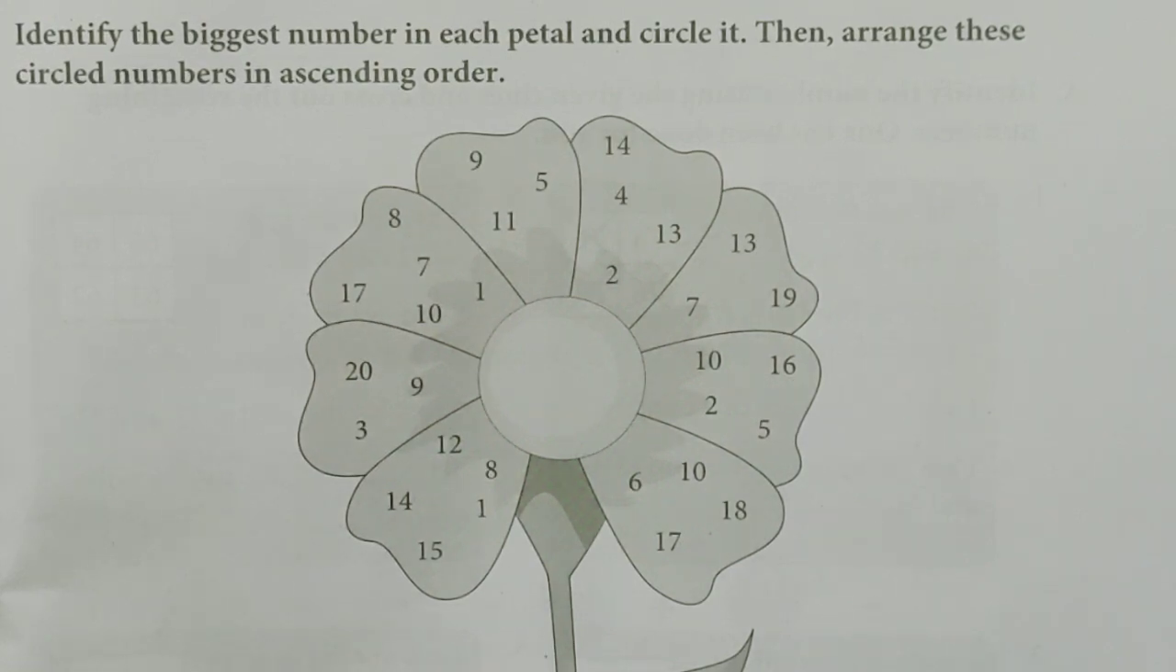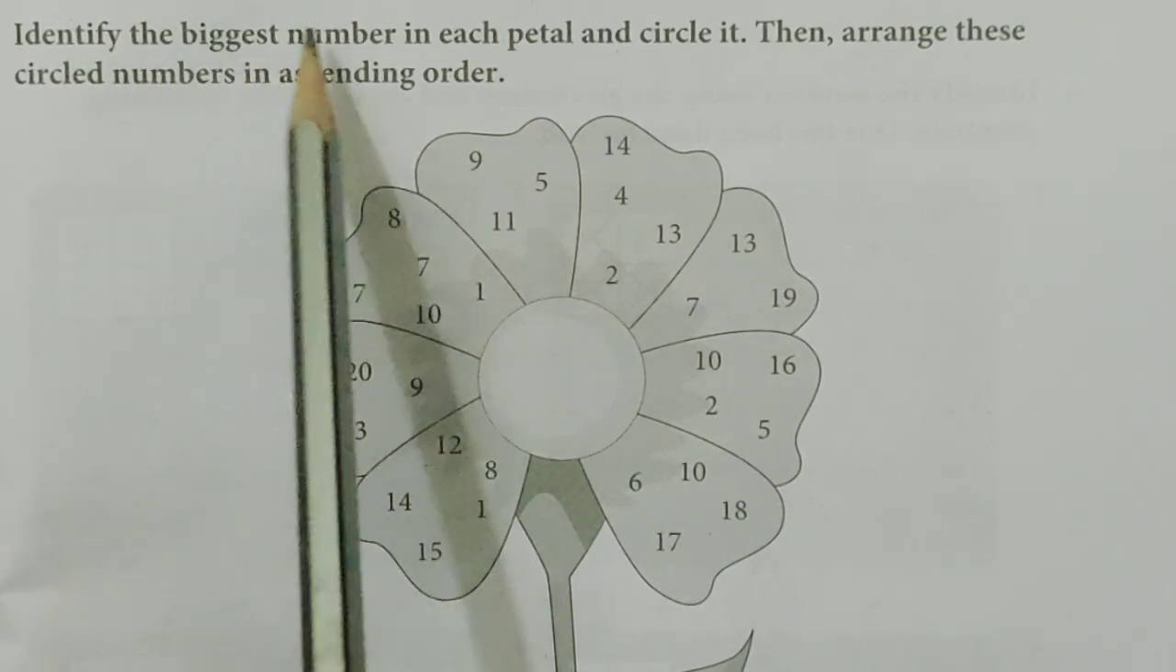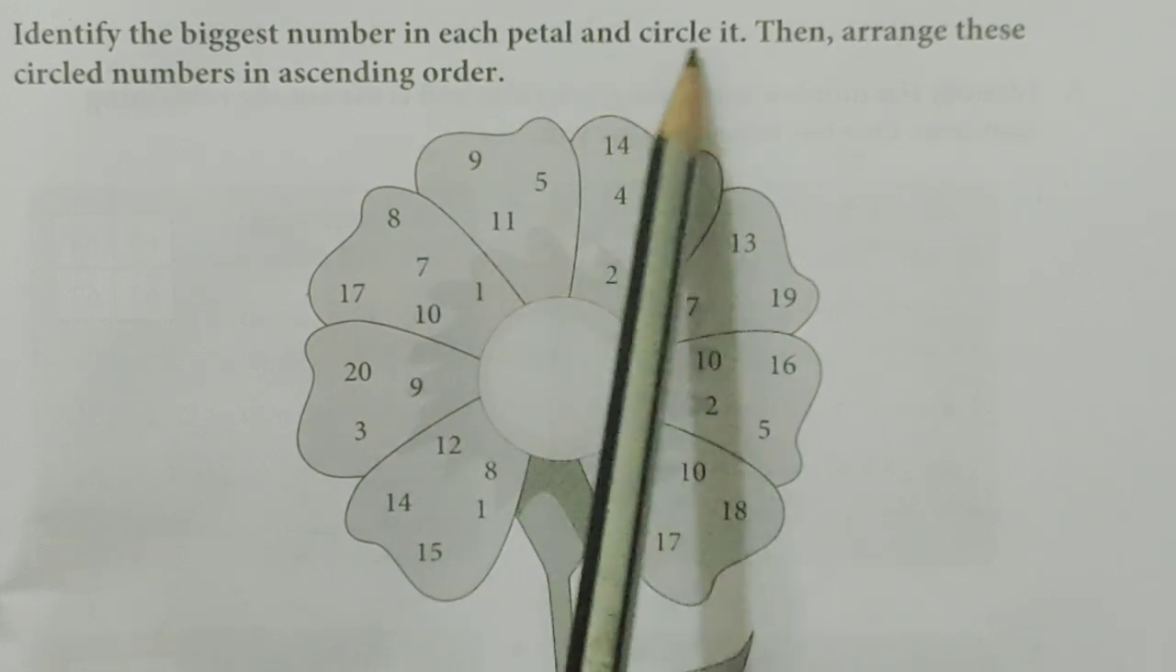Greater number, smaller number. By solving one example which is given in the workbook, from the sixth topic, comparison of numbers, we will see that in general. See here, it is given: identify the biggest number in each petal and circle it.